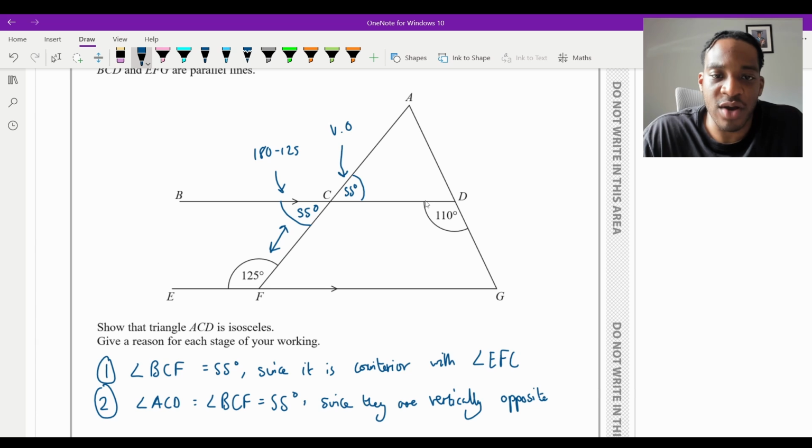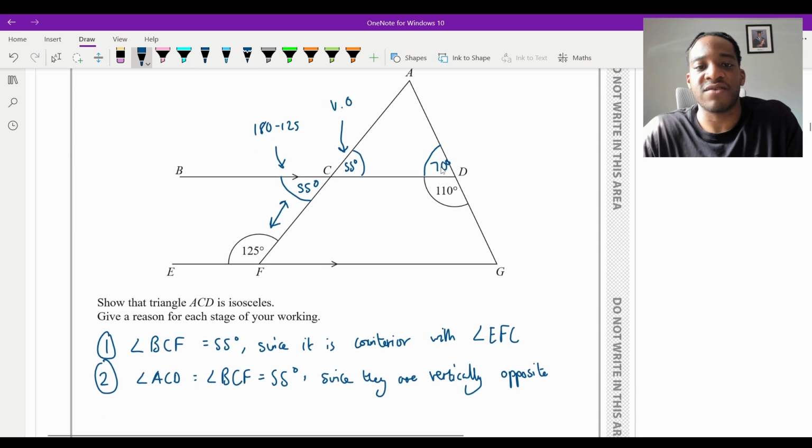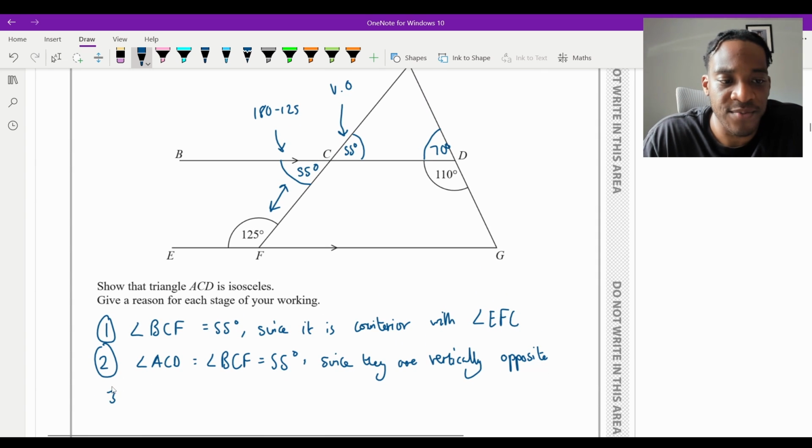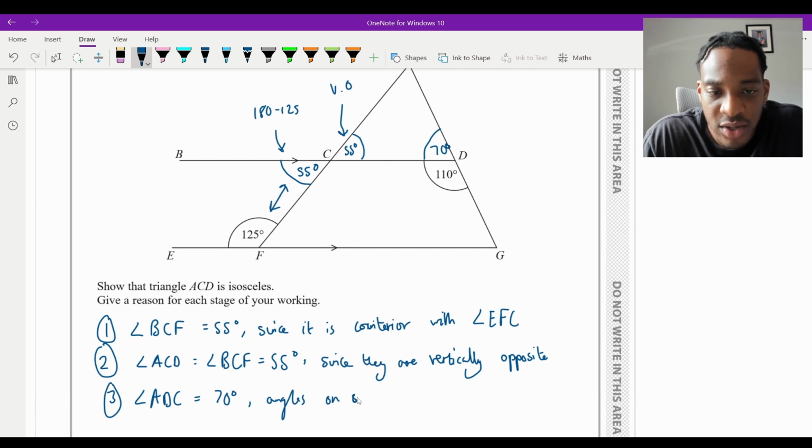As well as that, we can actually work out what this angle is too, because this is an angle on a straight line. Angles on a straight line add to 180, so it's going to be 70 degrees, isn't it? So I can just say that one's 70 degrees, and that angle is called ADC. So I can say 3: angle ADC is equal to 70 degrees, since angles on a straight line add to 180 degrees.